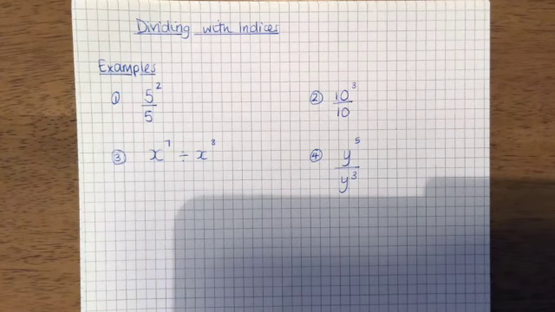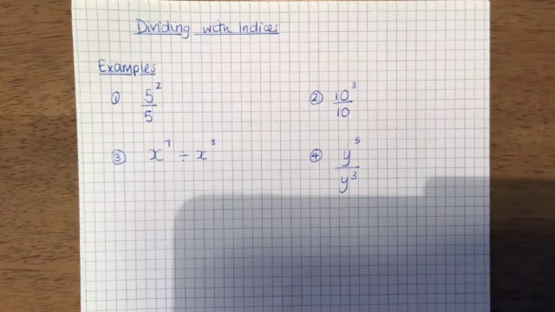Hope you got on okay with the true or false task that you started with, based on what we did last time. But what I want to go through with you now is dividing with indices. I'm going to go through it with you like I did with the multiplying with indices questions, and then I'm going to get you to copy these out and do some practice, okay?